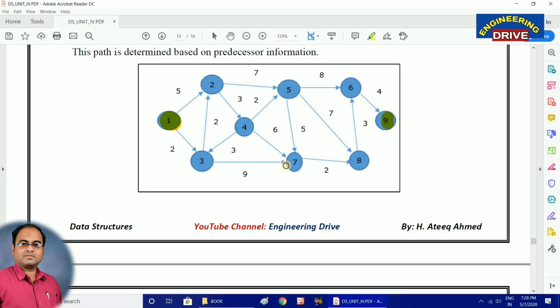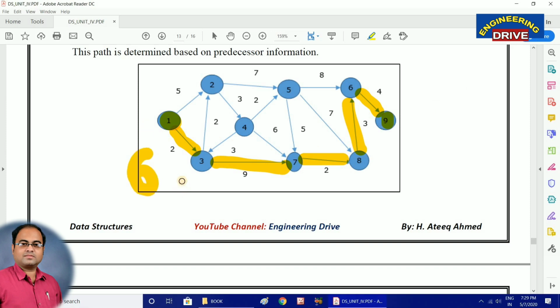So my dear students, I will say the shortest path from 1 to 9 is this one: 1 to 3, 3 to 7, 7 to 8, 8 to 6, and 6 to 9. This is my shortest path that I found by seeing the graph. Now some of you will argue, sir, this is not the correct answer, because how many vertices are there? You can see 1, 2, 3, 4, 5, 6. So totally 6 vertices are there, including source and destination vertices.